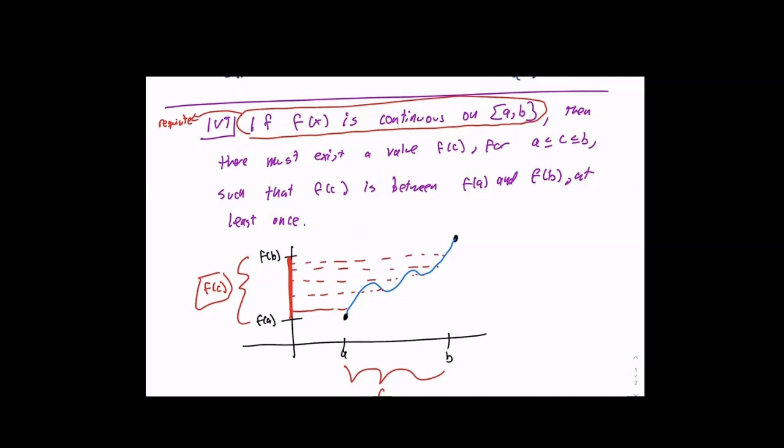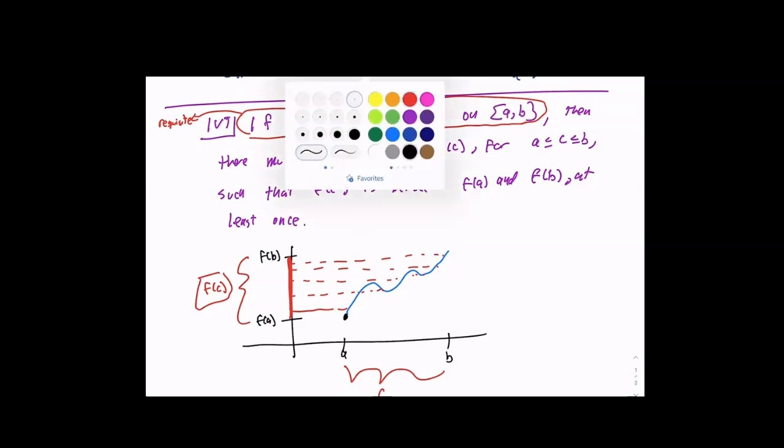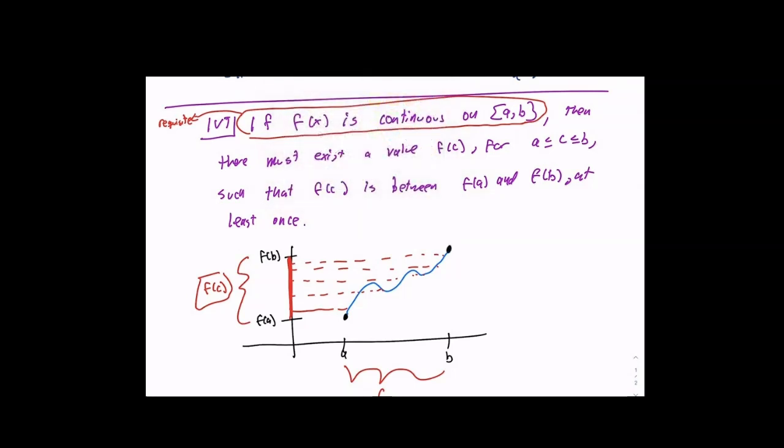And I know I'm looking at my image right now, and it's a little bit on the high side right there. Every single value, no matter what the value is for the output. So this one looks at the outputs and says, hey, the output of the function, any value between f of a and f of b must have occurred at least once.